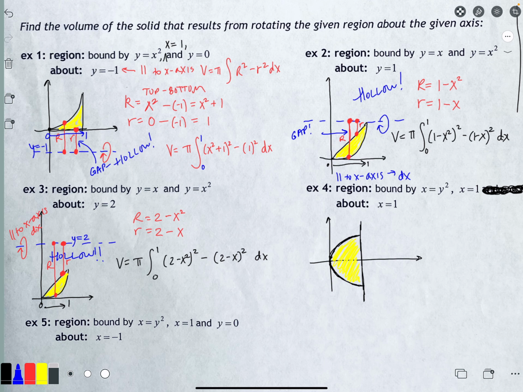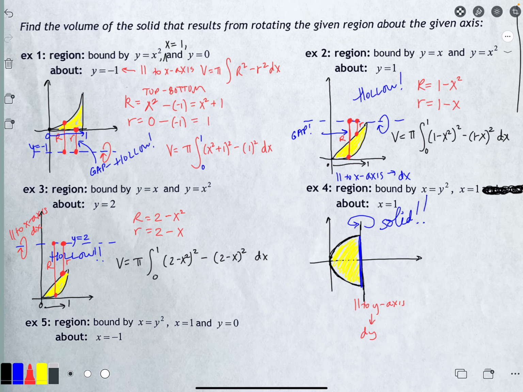Okay, this is my axis of revolution. Do you guys see how there's no gap there? It's just touching the axis of revolution. So that means it's solid. Sometimes when you revolve around a non-axis, you're going to create these solid shapes, just like in the example that I did at the top of the page, where I had two solid shapes. So if I rotate about that line x equals 1, my axis of rotation is parallel to the y-axis, so everything's going to be dy.